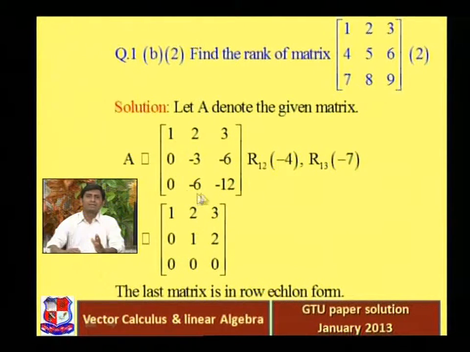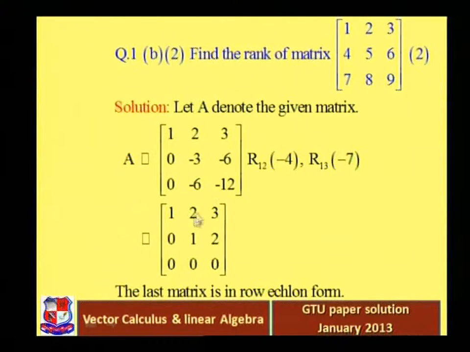You can see the second and third rows are linearly dependent. Clear? See, this is minus 3. When you multiply minus 3 with 2, you will get minus 6, and minus 6 into 2 is minus 12. So when you multiply the second row with minus 2 and add into the third row, it becomes 0, and the second row, when we multiply it with minus 1 by 3, becomes 0 1 2. Now this is our row echelon form matrix. You can see the number of non-zero rows in this matrix is 2. So the rank of the matrix is 2. And this question was asked for 2 marks.